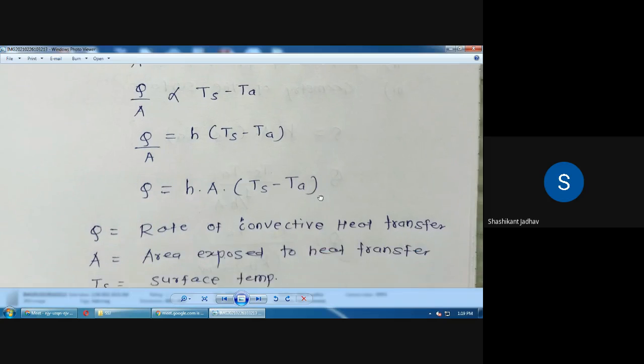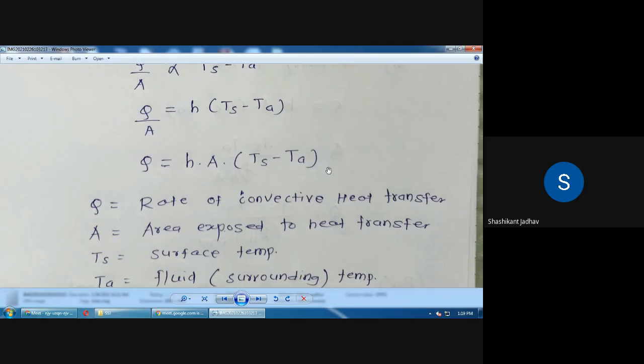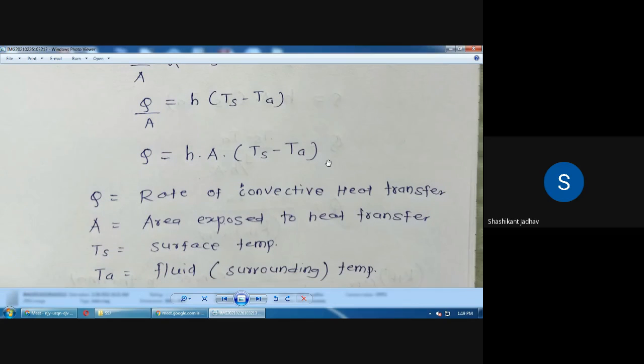Write down the meaning of each notation. Q is equal to rate of convective heat transfer. Q is nothing but rate of heat transfer, but the heat transfer takes place due to convection, so it is known as the rate of convective heat transfer. Then A is equal to area exposed to heat transfer.